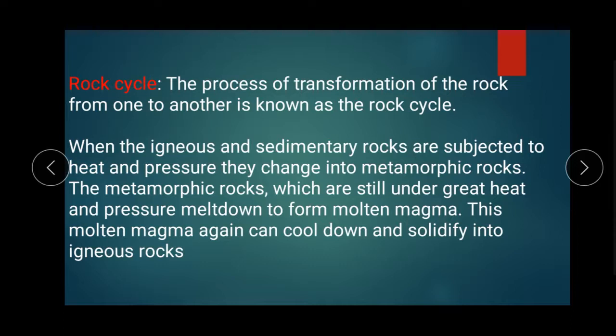Okay, children? Next, when igneous and sedimentary rocks are subjected to heat and pressure, they change into metamorphic rock. Then when this metamorphic rock again undergoes heat and pressure, it melts down to form molten magma. Then again what happens? The magma cools down and forms igneous rock. So here one cycle forms, right? Rock changes from one form to another form. That is called the rock cycle.